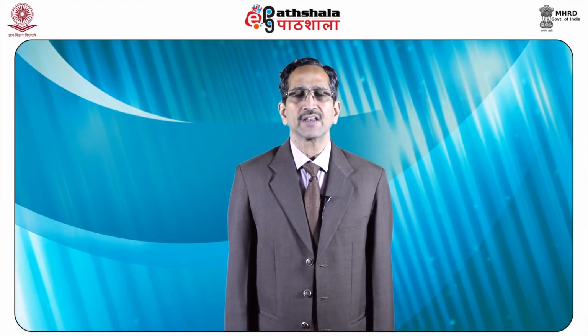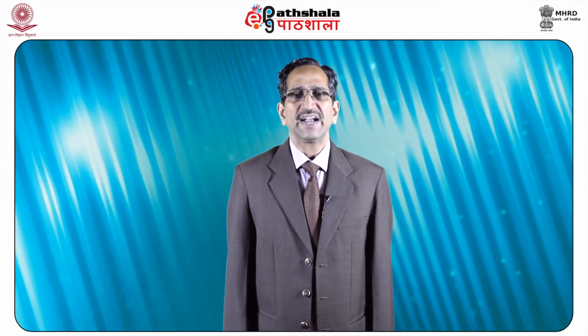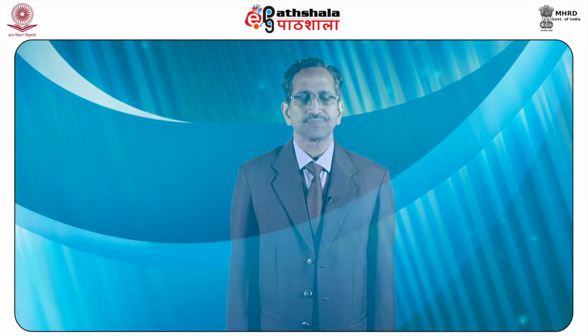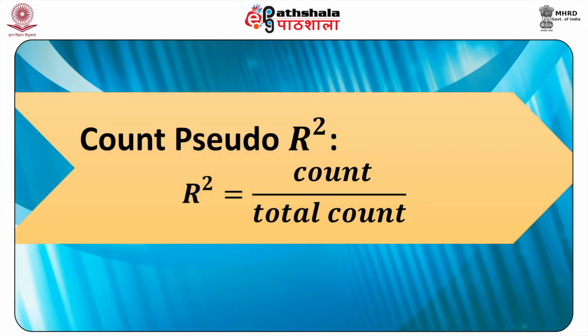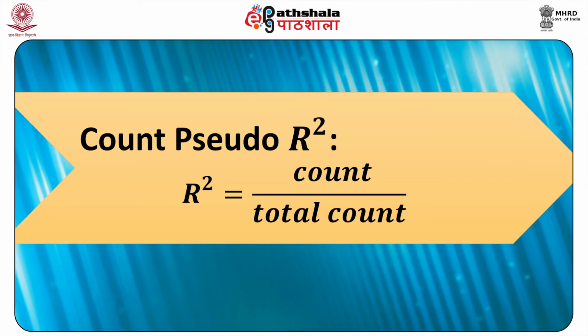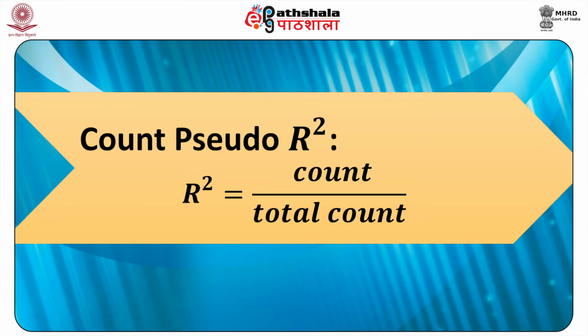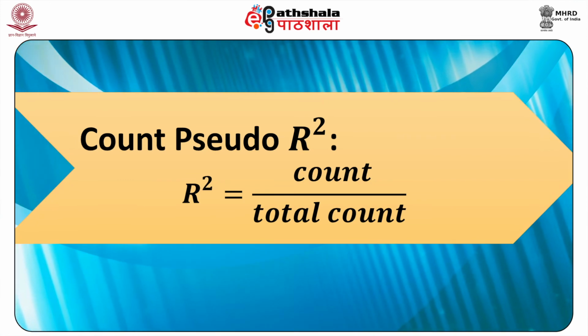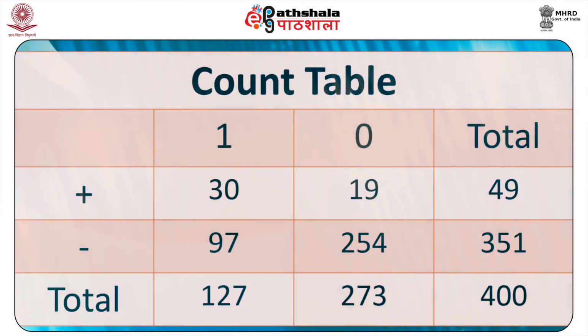The value of Cox and Snell's pseudo R square can't be 1, and that is what differentiates it from other measures. Similarly, we also have another concept known as count pseudo R square, which is defined as R square is equal to count upon total count. We have given you a count table where we have the values of 1 and 0, our binary variables.